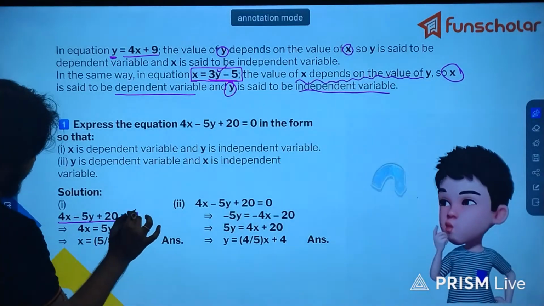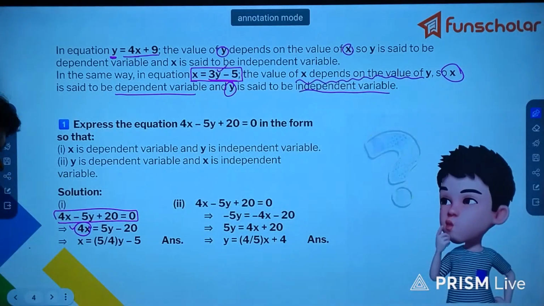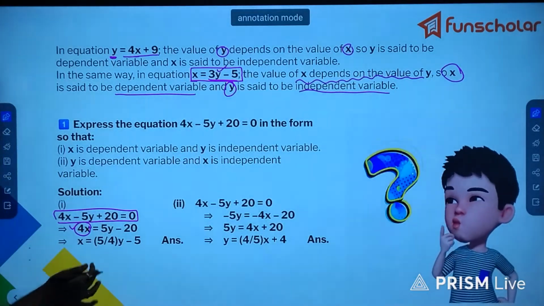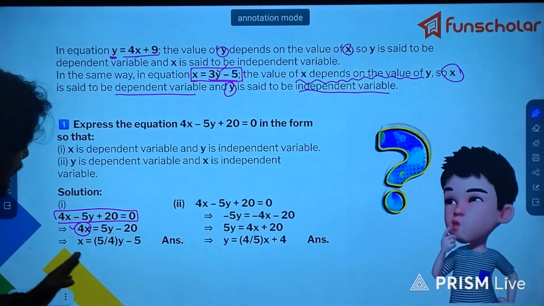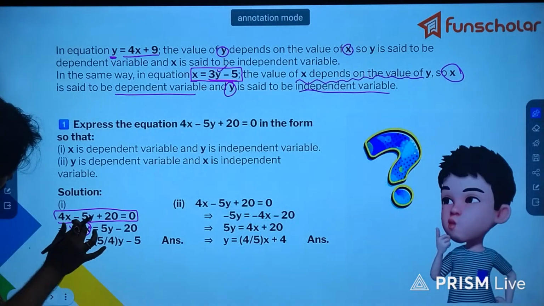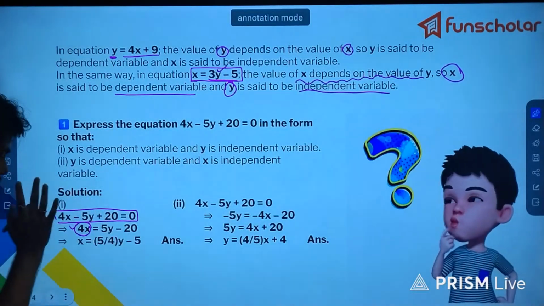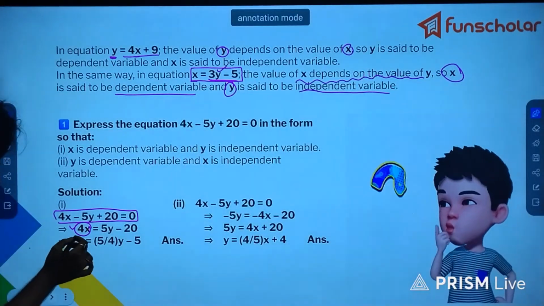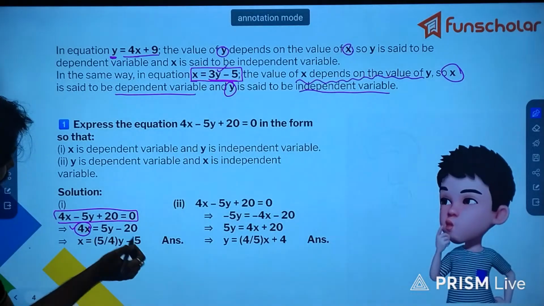As you can see, this was the equation 4x. This term 4x has been kept in the LHS, and the two other terms, minus 5y and plus 20, are transposed to the RHS. Then x will be 5 by 4y minus 5.